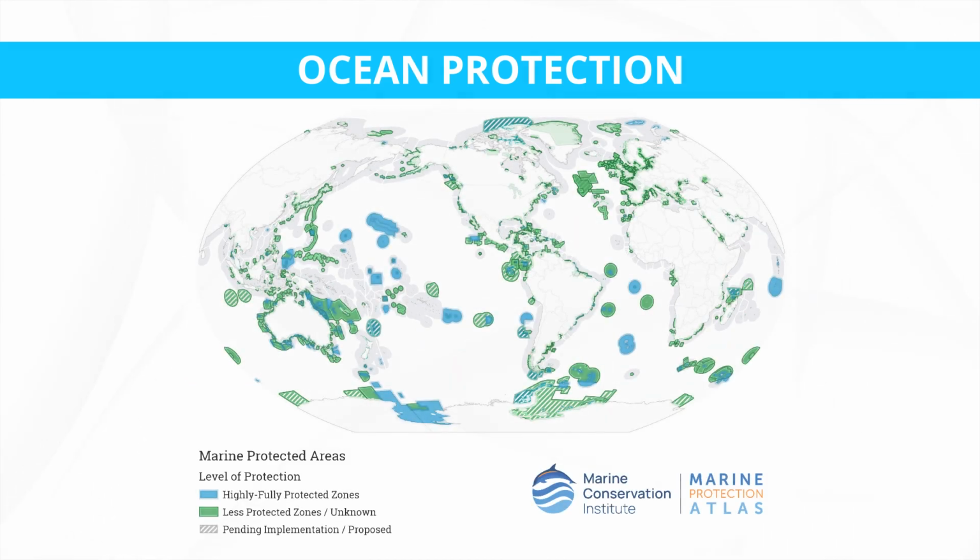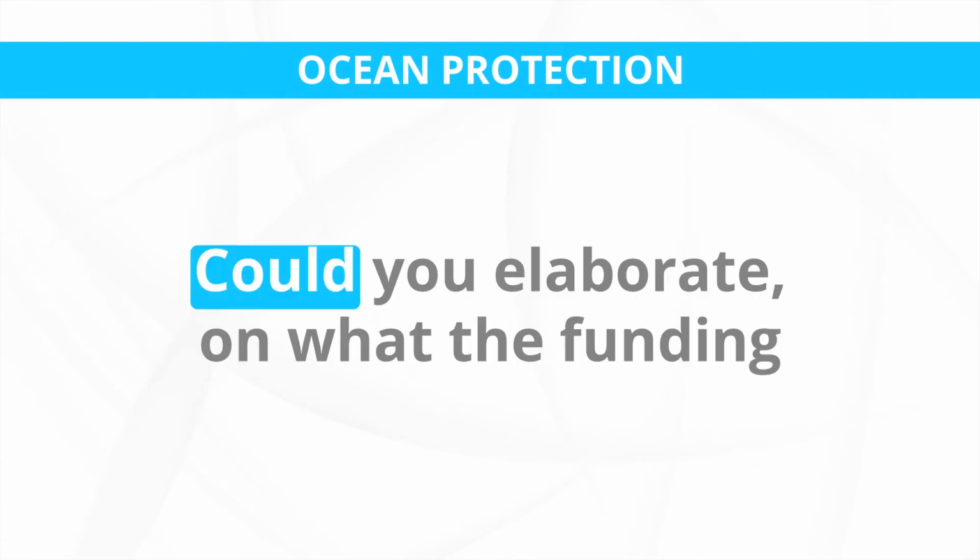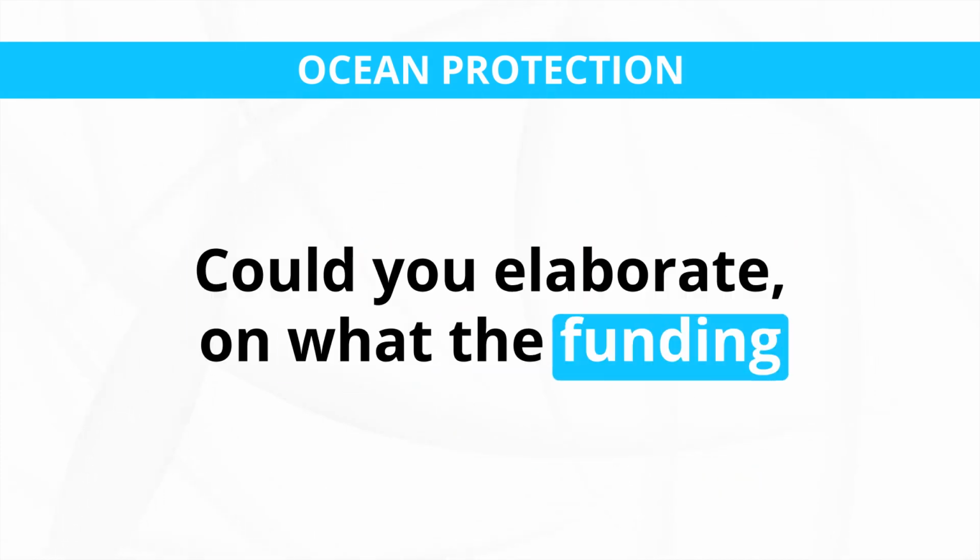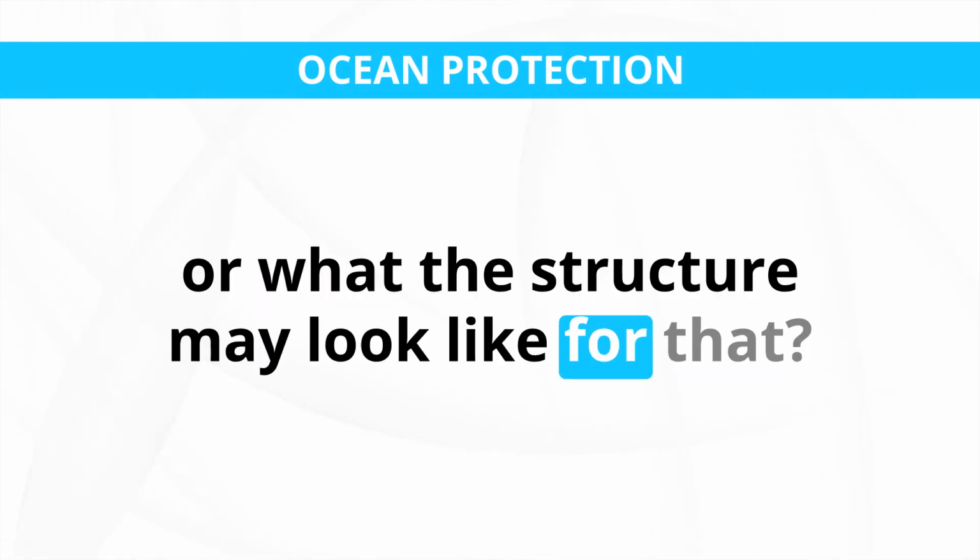Marine protected areas depend on the existence of policies to support them. The numbers of marine protected areas are increasing, but we are still a long way from having enough of the ocean protected. The same goes for controlling pollution on land. Generally, we know what needs to be done, but we need to build the political will and raise the funds needed to take action. Could you elaborate on what the funding or what the structure may look like for that?